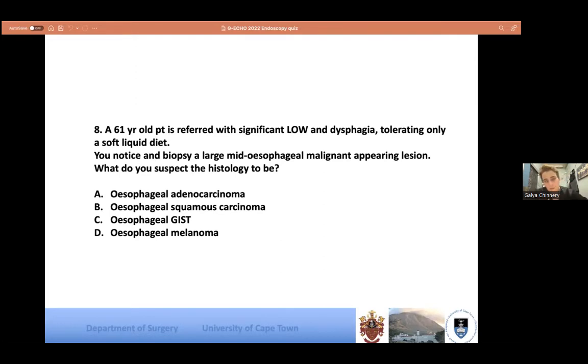A GIST, yes, I think it can be. And this is a sneaky one, melanoma, that's the answer. I see some of you saw the clue. At 6 o'clock, there was a big black spot in the mucosa. So this is an unusual presentation of an esophageal malignant melanoma. Interesting case. Good pickup for those of you that chose D.